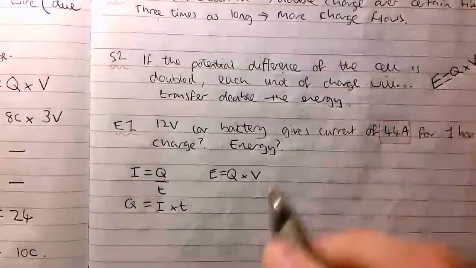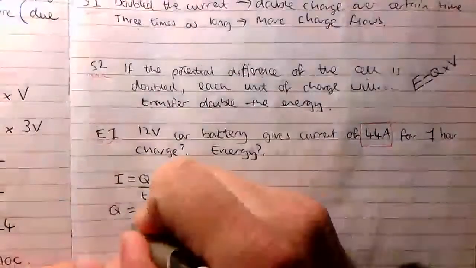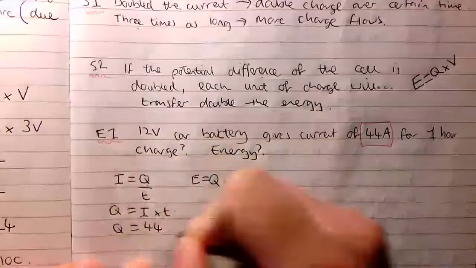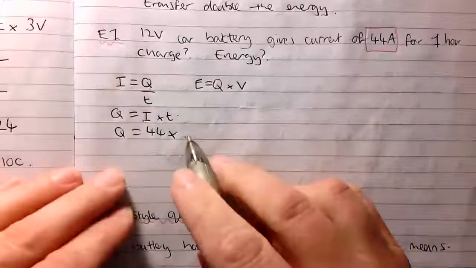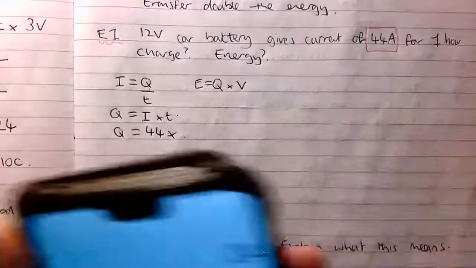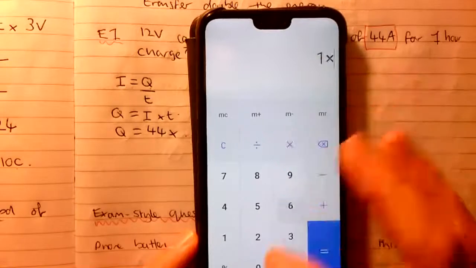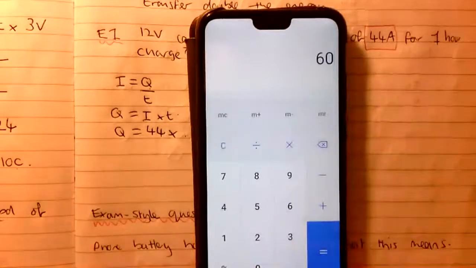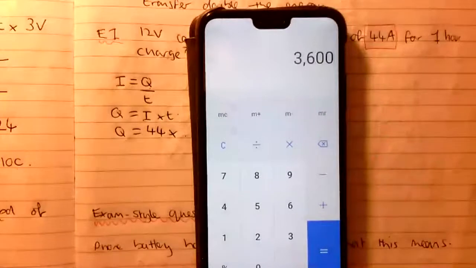Brilliant. I've got a current in my question, first of all. So if I substitute my values in, current is 44 amps. Time is 1 hour. Can I write 1 straight in there? No, I cannot, because we always need to measure time in seconds. How many minutes in an hour? 60. So I need to do 1 times 60 to start with. So I've got 60 minutes. But there's 60 seconds in each one of those 60 minutes, so I need to times that by 60 as well, which means I've actually got 3,600 seconds. So I've had to convert from hours into seconds to start with.